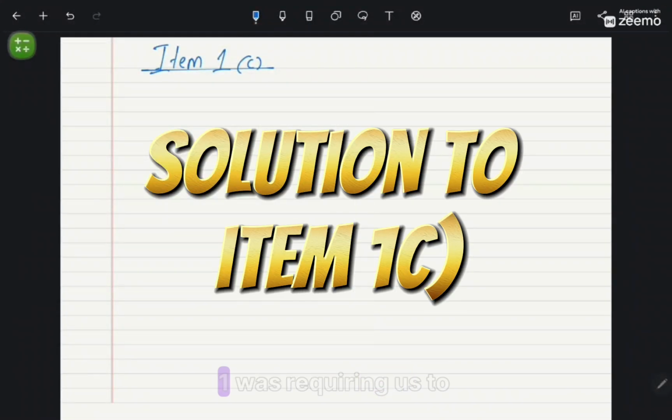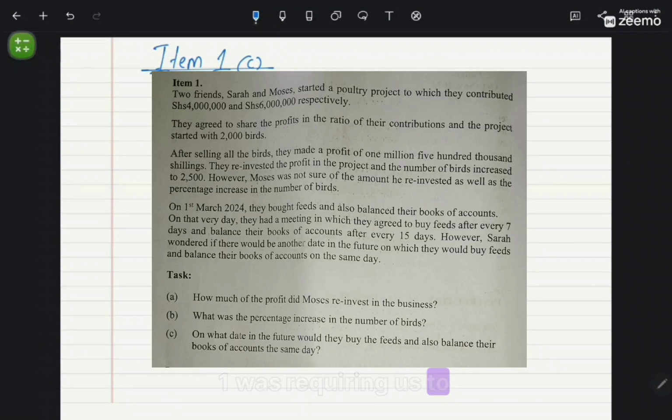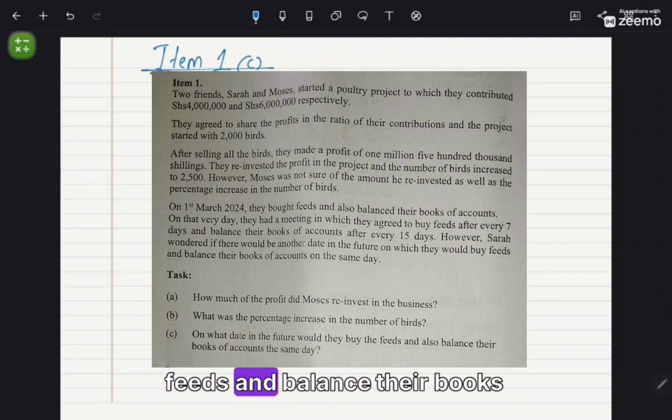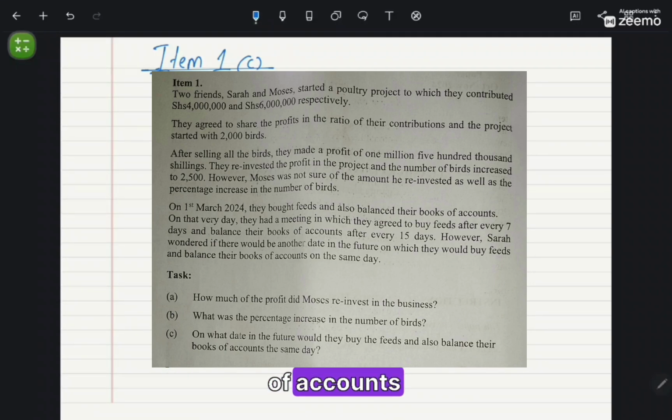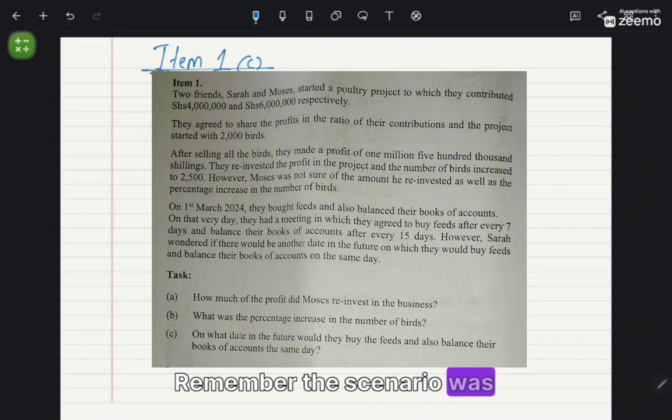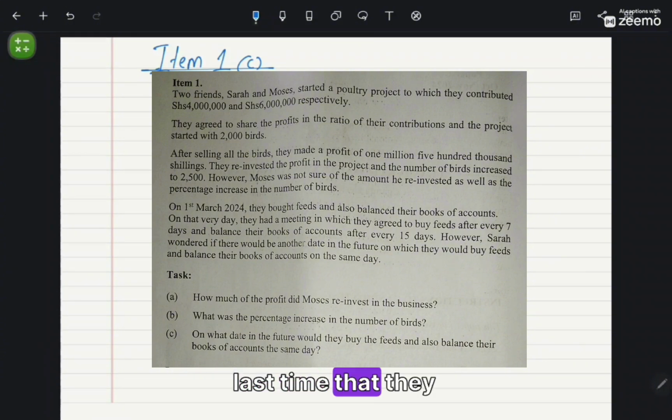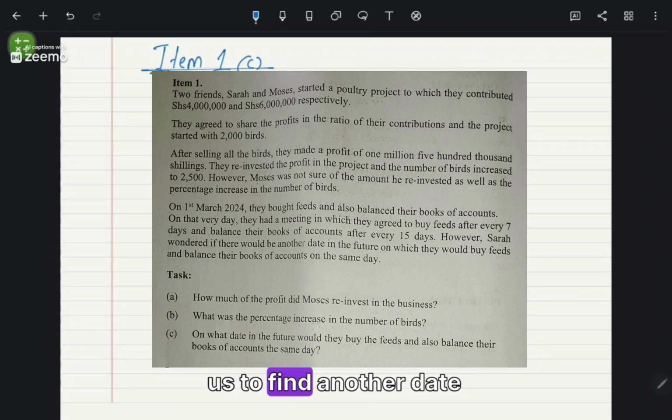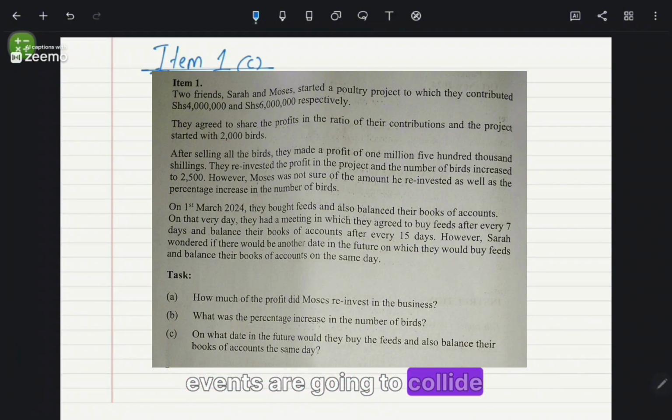Part C of item 1 was requiring us to find out the date in the future on which they would buy feeds and balance their books of accounts. Remember, the scenario was telling us that the last time that they bought feeds and balanced their books of account was 1st March. So now it was requiring us to find another date in the future when the two events are going to collide, when they will take place again together.